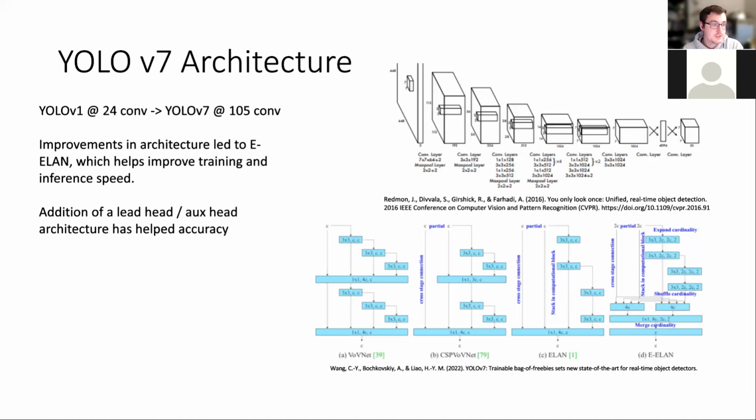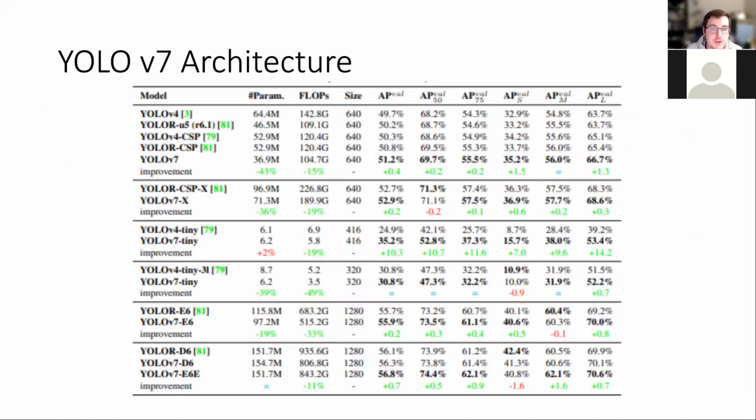On the next slide, we have an overview of different versions of the YOLO model. You can see YOLO v4 had 64.4 million parameters, while YOLO v7 has 36.9, which was a 43% improvement overall. There's a bunch of other statistics here that you can feel free to pause and look over, but one more worth pointing out is YOLO v7 Tiny is shrunk down to 6.2 million parameters.